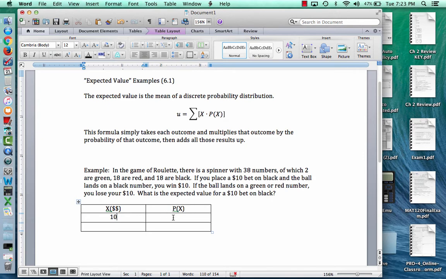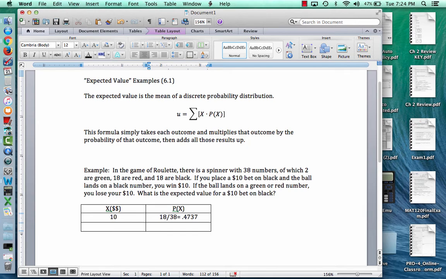So what would be the probability of winning? Well, remember, there are 18 black numbers out of 38 numbers, and we're hoping that it lands on one of those 18 black numbers. So there are 18 that are winners out of 38. That's the probability, which as a decimal is not a perfect decimal, but it's 0.4737. I'll round that to 4 decimals.